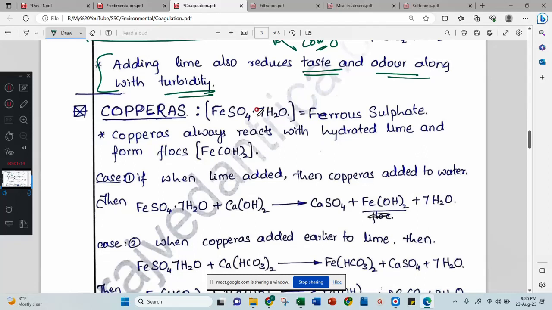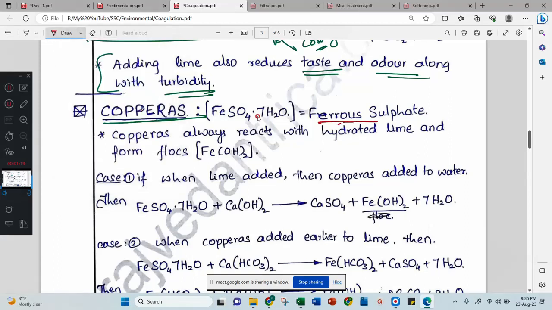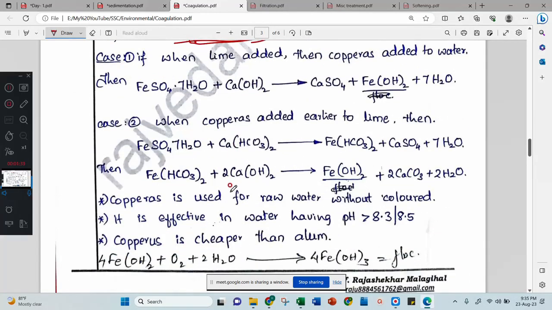Then we have another one. The second one is copperas. Another name for copperas is ferrous sulfate. Copperas always reacts with hydrated lime and forms flocks. Here, remember, this is your flock: Fe(OH)2.